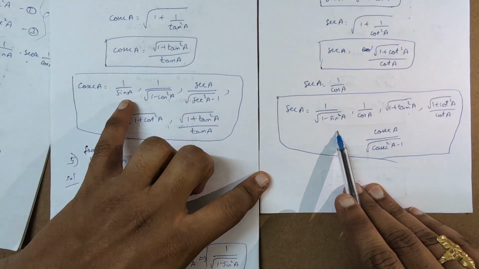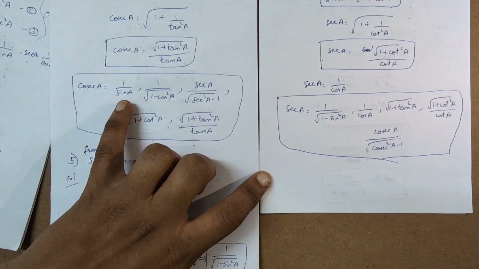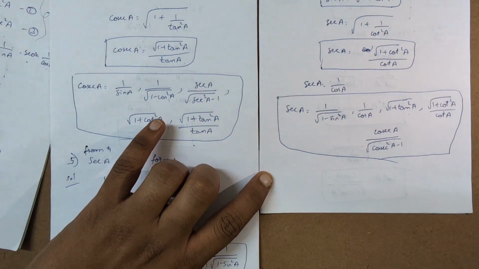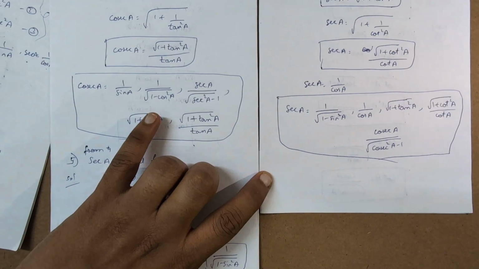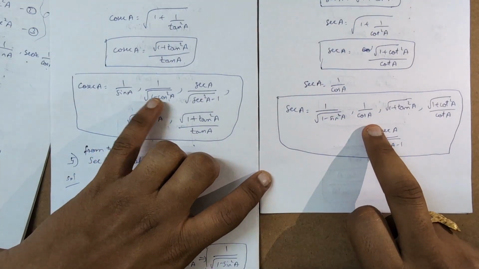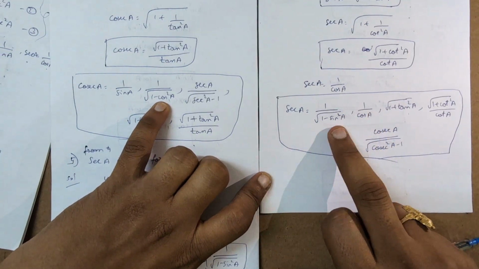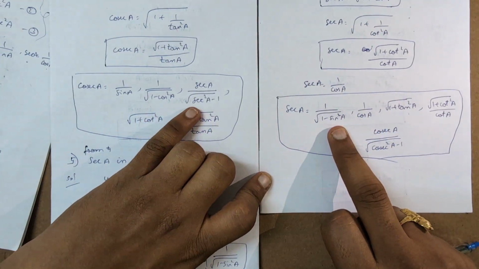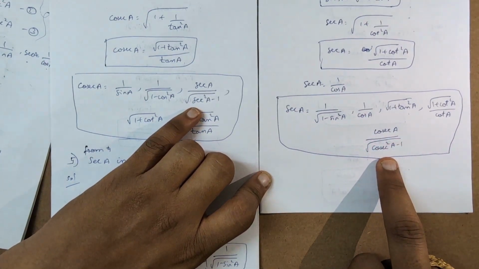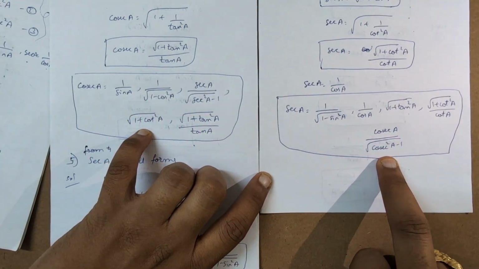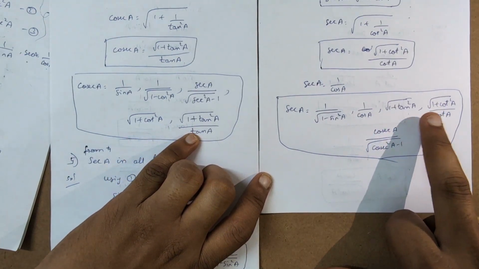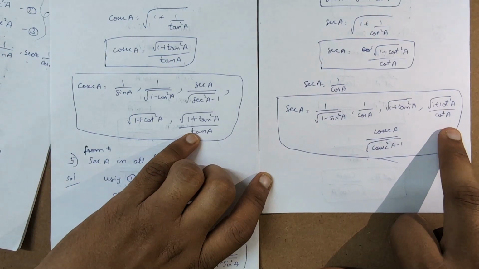See here, just replace sine with cos, tan with cot, and secant with cosec. These two also will be related as we compared with sine and cos. Here you can see 1 by sine A, here it is 1 by cos A. 1 by root of 1 minus cos square A, 1 by root of 1 minus sin square A. Secant A by root of secant square A minus 1, cosecant A by root of cosecant square A minus 1. Root of 1 plus cot square A, root of 1 plus tan square A, root of 1 plus tan square A by tan A, root of 1 plus cot square A by cot A.